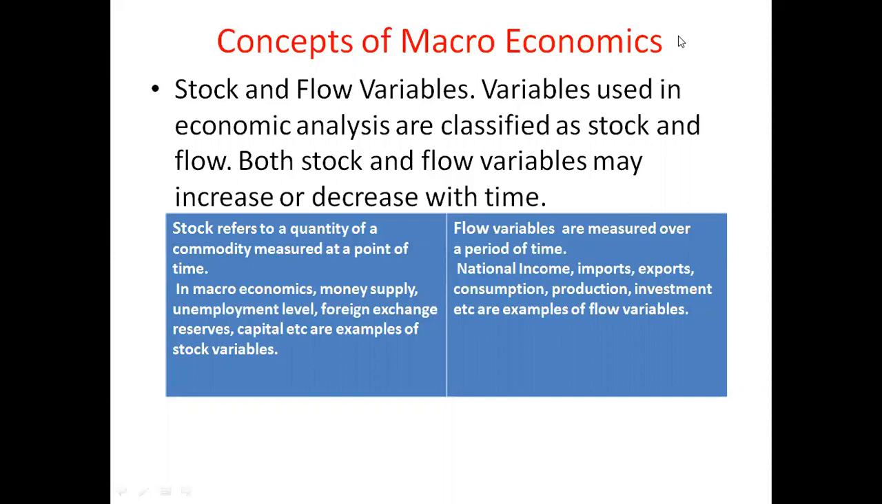In macroeconomics, examples of stock variables are money supply, unemployment level, foreign exchange reserve, capital, etc. Next, the flow variables. The flow variables are measured over a period of time. The examples are national income, import, export, consumption, production, investment, etc. These are the flow variables. Okay, now that is clear.